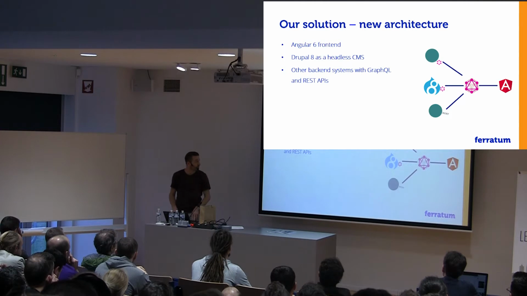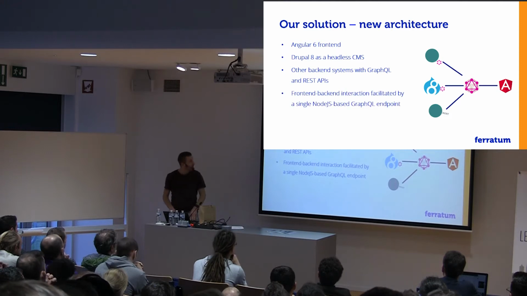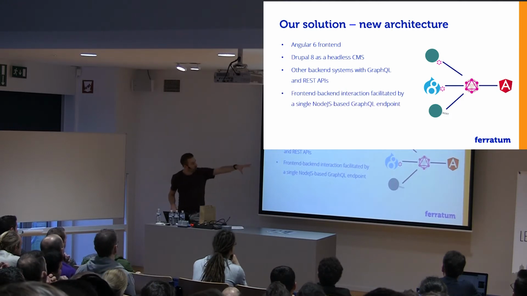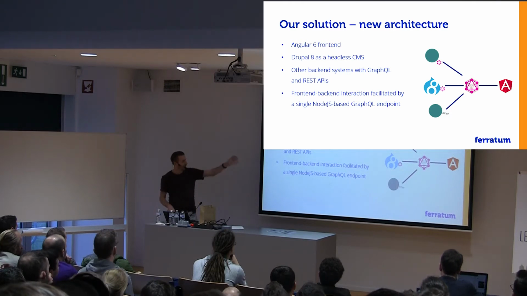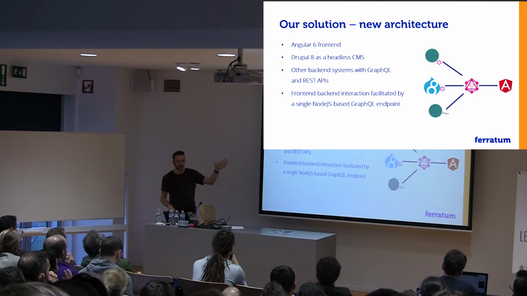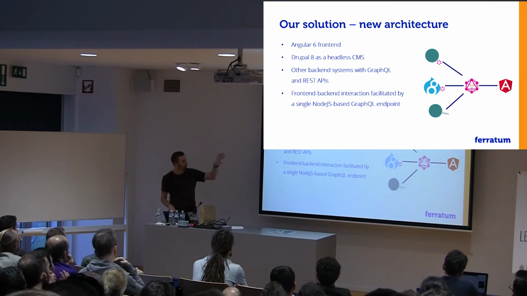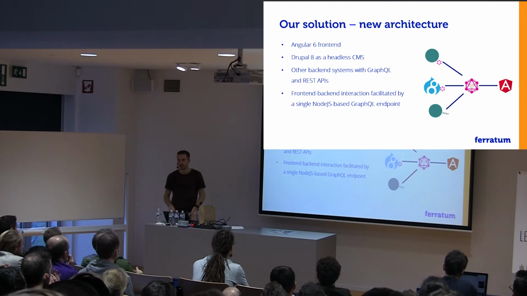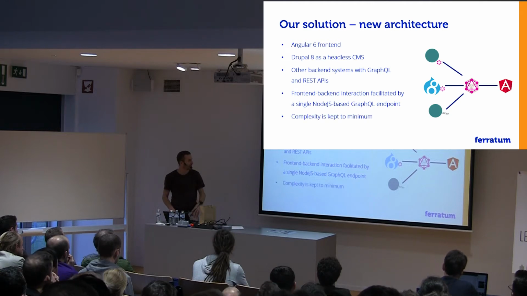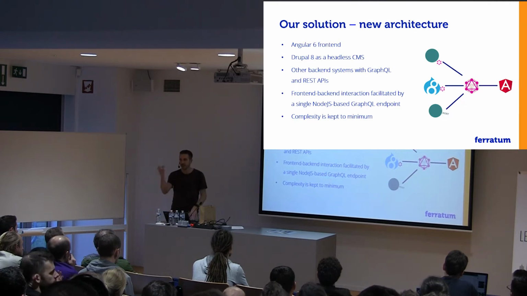Then we have other backend systems which contain customer data, product data, and so on. Some of them have REST interfaces, some of them have GraphQL interfaces, and we basically have one Node.js server in the middle, which aggregates all the data from these GraphQL and REST systems and provides one unified GraphQL interface to the client-side application. So it's easier on the front-end side. The complexity is kept to a minimum because the front-end only talks to the GraphQL endpoint, and it doesn't care about what kind of systems are behind it.